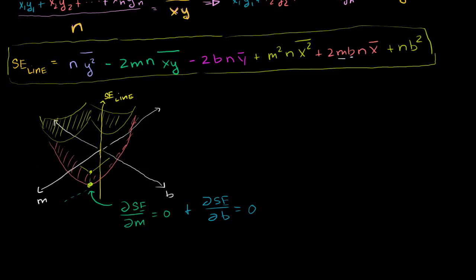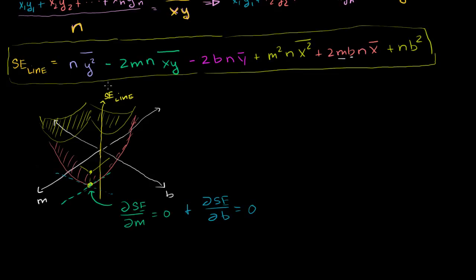Let me do it in the same color. So the slope in this direction, that's the partial derivative with respect to m, is going to be flat. It's not going to change in that direction. And the partial derivative with respect to b is going to be flat. So it will be a flat point right over there. The slope at that point in that direction will also be 0, and that is our minimum point. So let's figure out the m and b's that give us this.